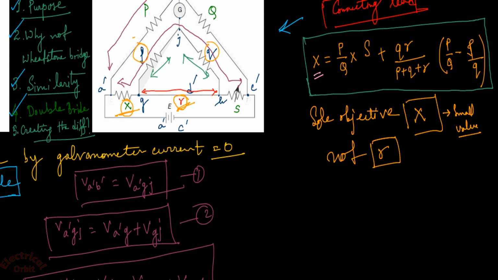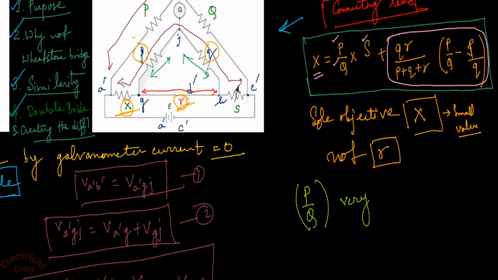Simply by cancelling out this whole part of the equation. If we cancel out the whole part, then our known resistance is P, Q and variable resistance S. We know already this. So how could we cancel it out? We can only cancel it out by making the ratio of capital P by capital Q very near to small p by small q value.